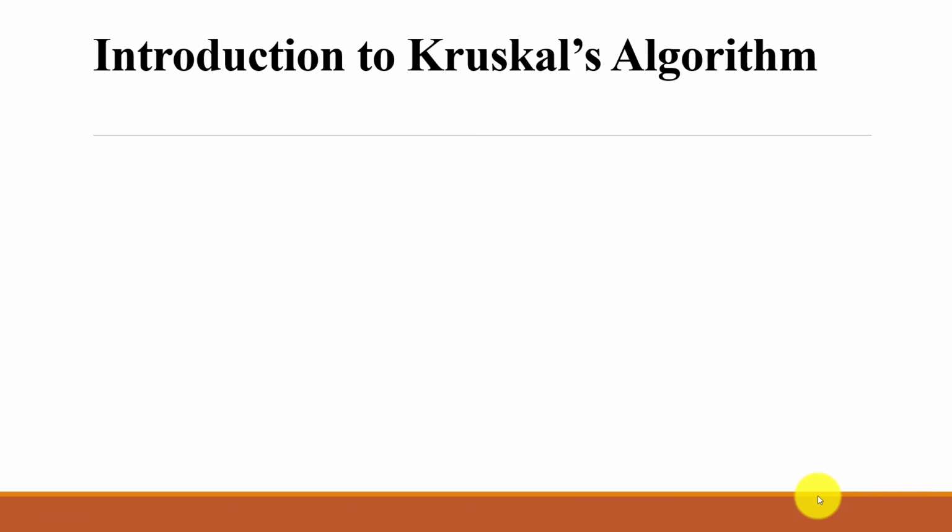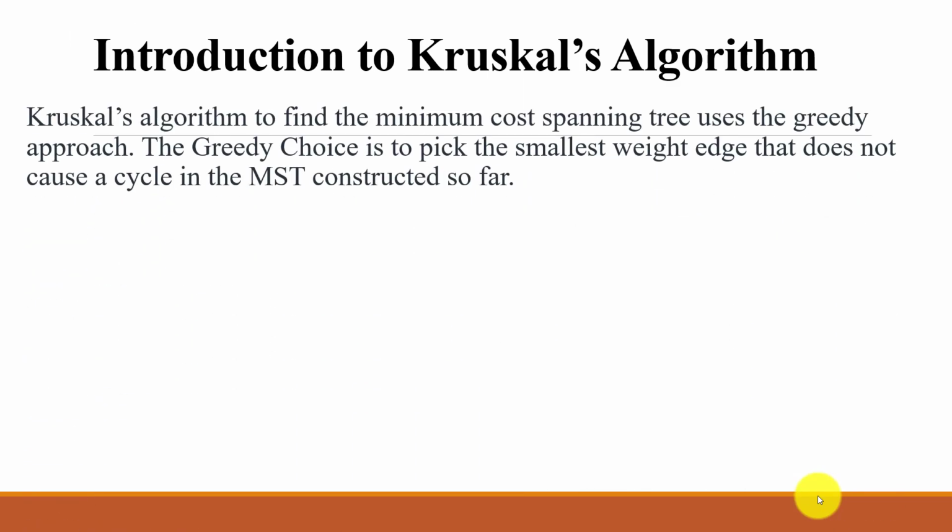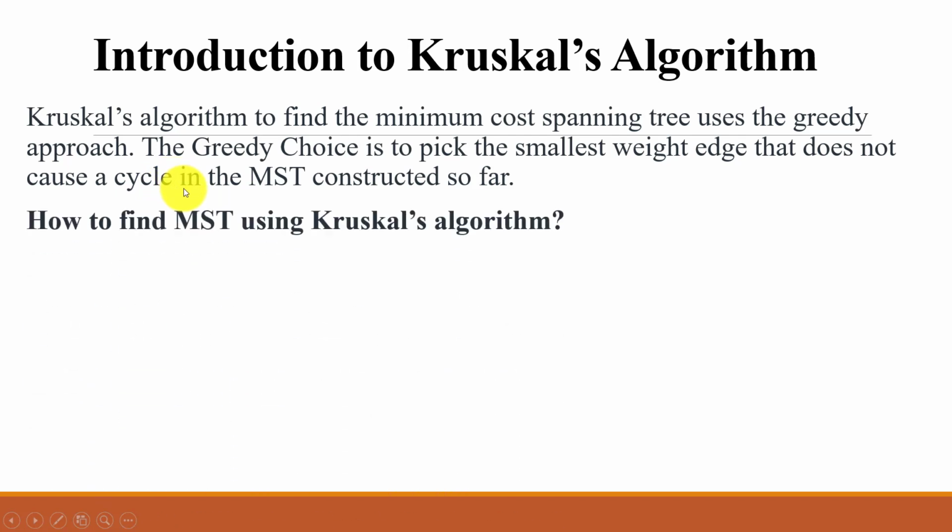Now let's first understand what Kruskal's algorithm is. Here we have to find the minimum spanning tree cost, and this is also one of the greedy approaches. This is the greedy method for the minimum cost. So we have to pick the edge having the smallest weight that doesn't cause any cycle, because a property of a spanning tree is that it doesn't hold any cycle in the subgraph.